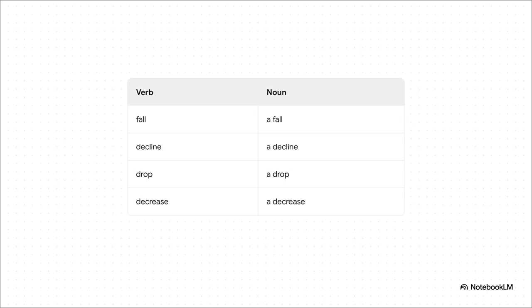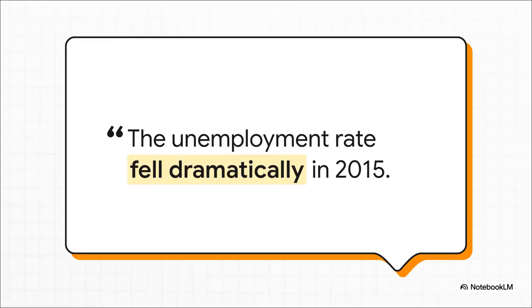Now let's look at the other side of the coin. For downward trends, we've got a whole other set of precise tools. Words like fall, decline, drop, and decrease, these are your go-to words for describing when things are heading south. And here it is in action. The unemployment rate fell dramatically. That one word, fell, immediately gives you such a clear image of what actually happened. It's simple, but it's powerful.